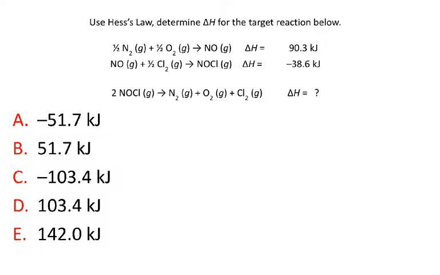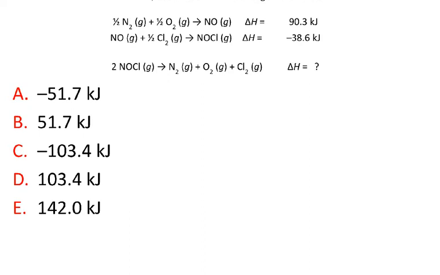One more to work through. Use Hess's law, determine delta H for the target reaction. Again, pause, work through it, and I will work it through. So we want our NaCl as a product, or as a reactant. It's a product right now, so I'm going to have to reverse this one. And my top one, I want nitrogen and oxygen as products, and they are currently reactants. So I'm going to have to reverse this top one as well. So let me do that a second.